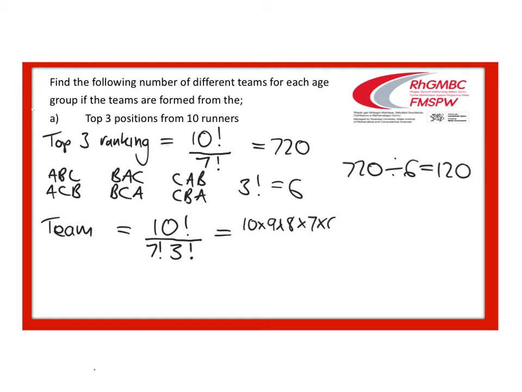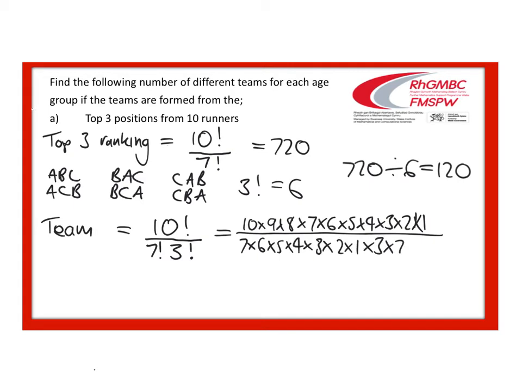without a calculator, just to give some tips for those non-calculator papers, we'd write out the 10 factorial over the 7 factorial and then multiplied by the 3 factorial. So initially, cancel 7 factorial as the largest factorial in both the numerator and denominator. So cancelling through, there's a factor of 1. They just cancel out directly.